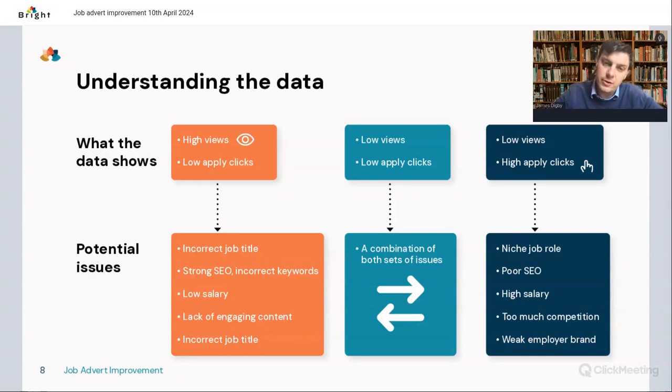And then when you have low views and low apply clicks, you've got to balance this out so that you're making improvements in terms of increasing the views, but you're also still engaging enough to maintain or increase your number of apply clicks for your job adverts.